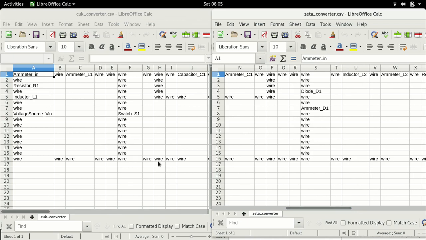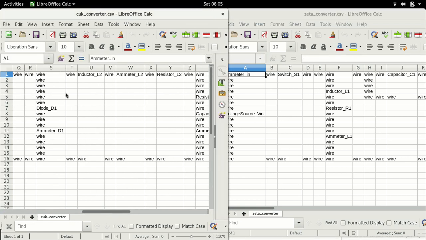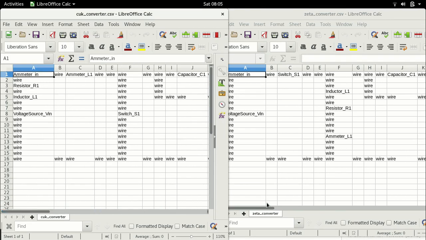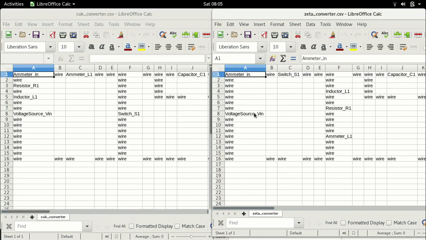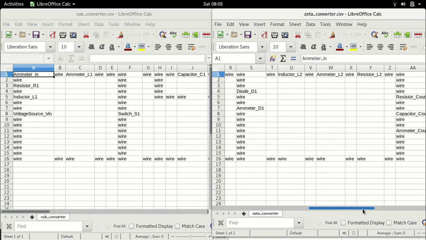So in the case of a CUK and the ZETA, one thing is common. Both inductors are charged at the same time, right? Here, inductor L1 is charged by the input voltage. Inductor L2 is charged by the capacitor, decoupling capacitor, C1. Here, in the case of a ZETA converter, the input inductor L1 is being charged by the voltage source, and inductor L2 is also being charged by the input voltage source. Okay. This is common between the CUK and the ZETA.